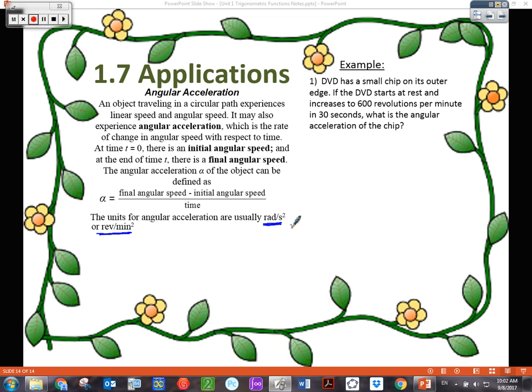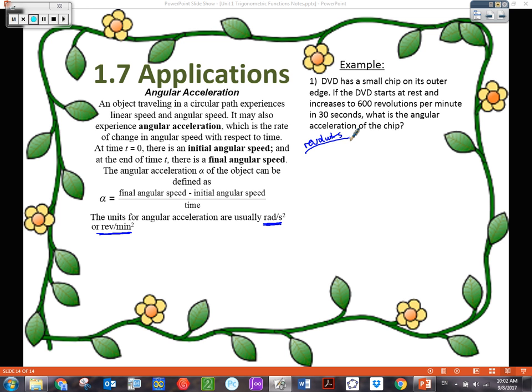Alright, so we have a DVD. Your DVD player is not on, so there's no angular acceleration. You turn it on and then it starts moving. This particular DVD starts at rest, which means it's not moving, and increases to 600 revolutions per minute in 30 seconds. So pretty quickly it increases to 600 revolutions per minute, and it wants to know what the angular acceleration of the chip is. So the first thing we'll look at is, we'll just leave it in revolutions.